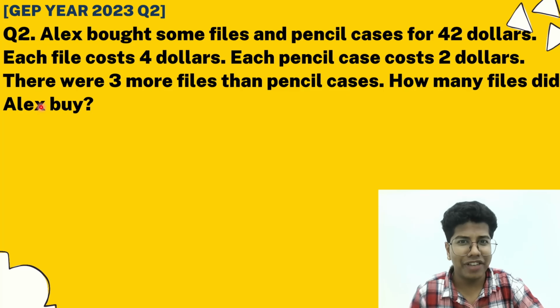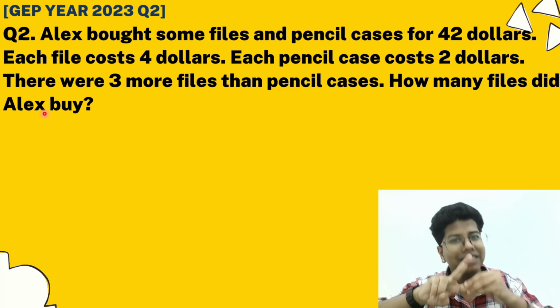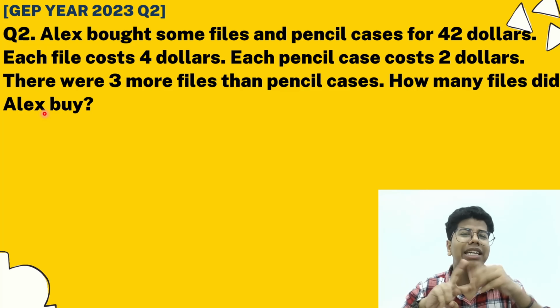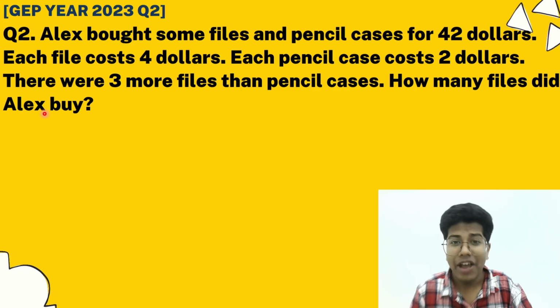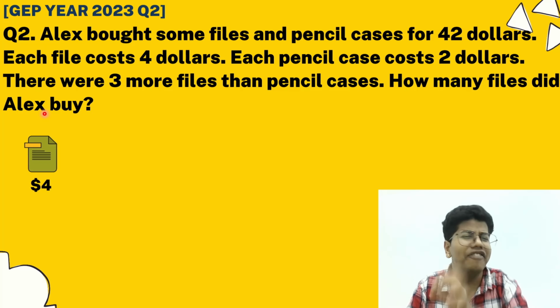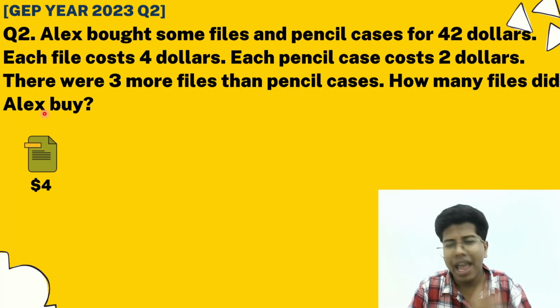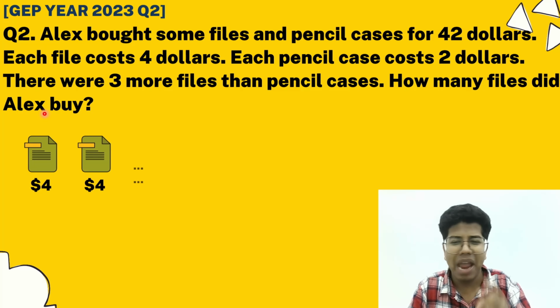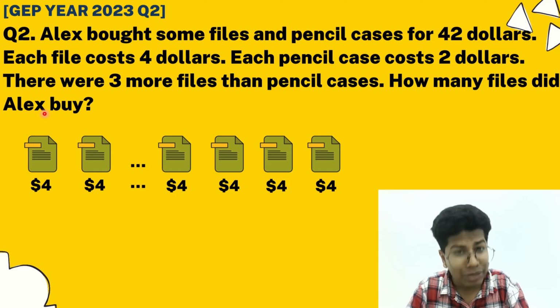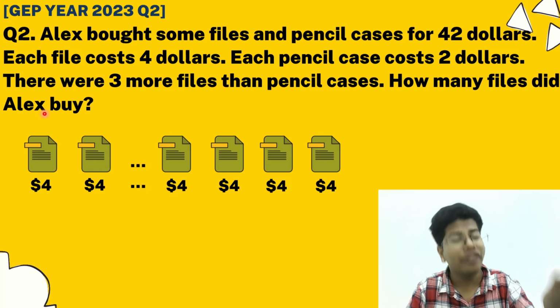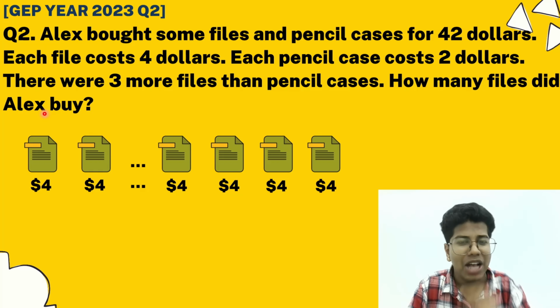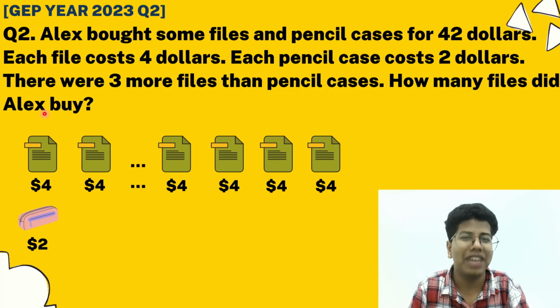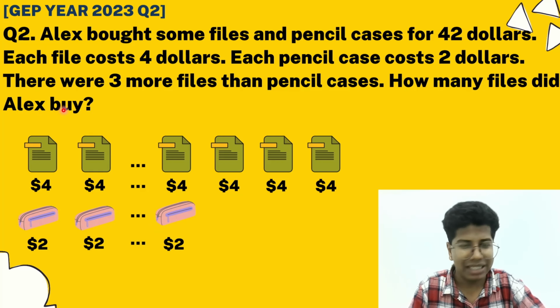So here in this question, we have 2 types of items, files and pencil cases. And both the items have their individual price. Regarding files, every file costs $4, and there's not just one file, there are many files. We know there are 3 more files as compared to pencil cases. For every pencil case, it is $2 and there are many pencil cases, but in such a way that the files are 3 more.